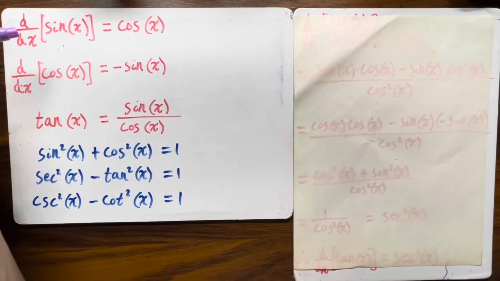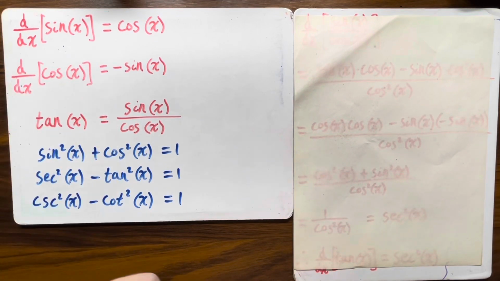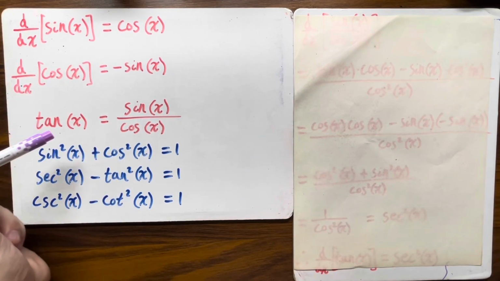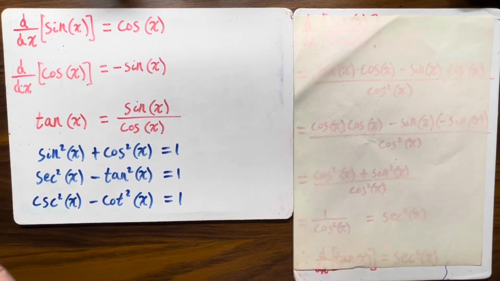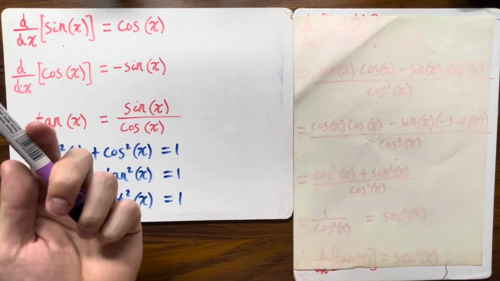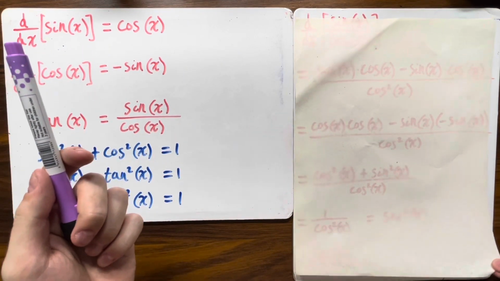Using the fact that the derivative of sine is equal to cosine, as well as the derivative of cosine is equal to negative sine, as well as tangent of x is equal to sine of x divided by cosine of x, we can try to figure out what is the derivative of tangent of x. Well, we know that this is a quotient, so we can use the quotient rule. And remember, the quotient rule can be derived from the product rule for derivatives.